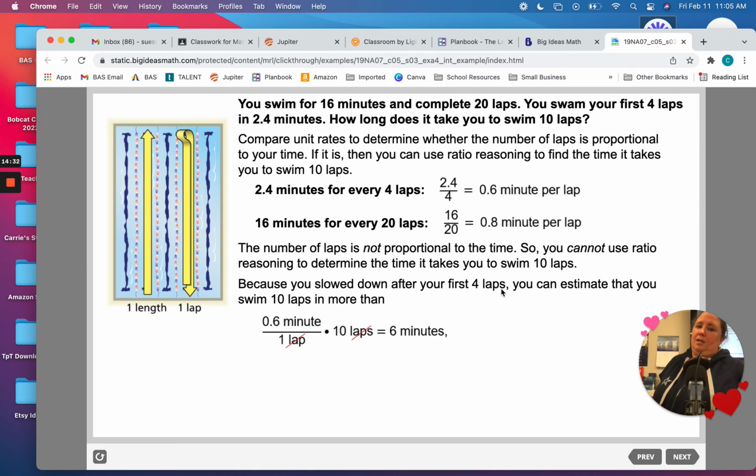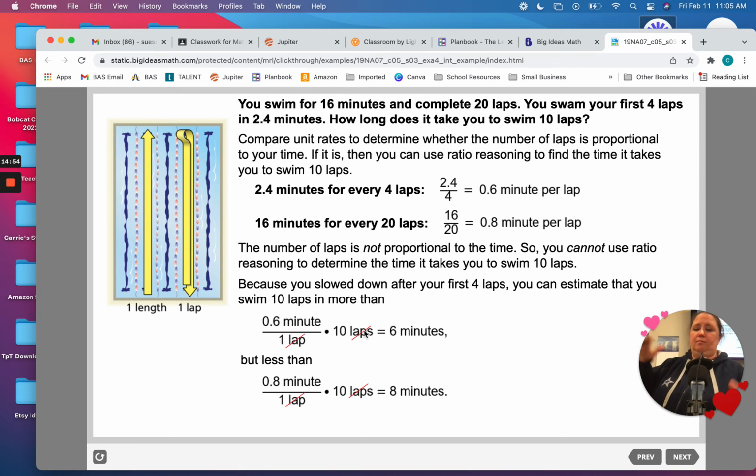Okay? But what they said is you can't have it equivalent, but you can have it estimated. So you still do the 0.6 times 10. And they're giving you the top end. So you're swimming in at least 6 minutes, but no more than 8 minutes. So your last few of the 10 laps, you did it in 6 minutes or 8 minutes, somewhere in between. This is a terrible example.